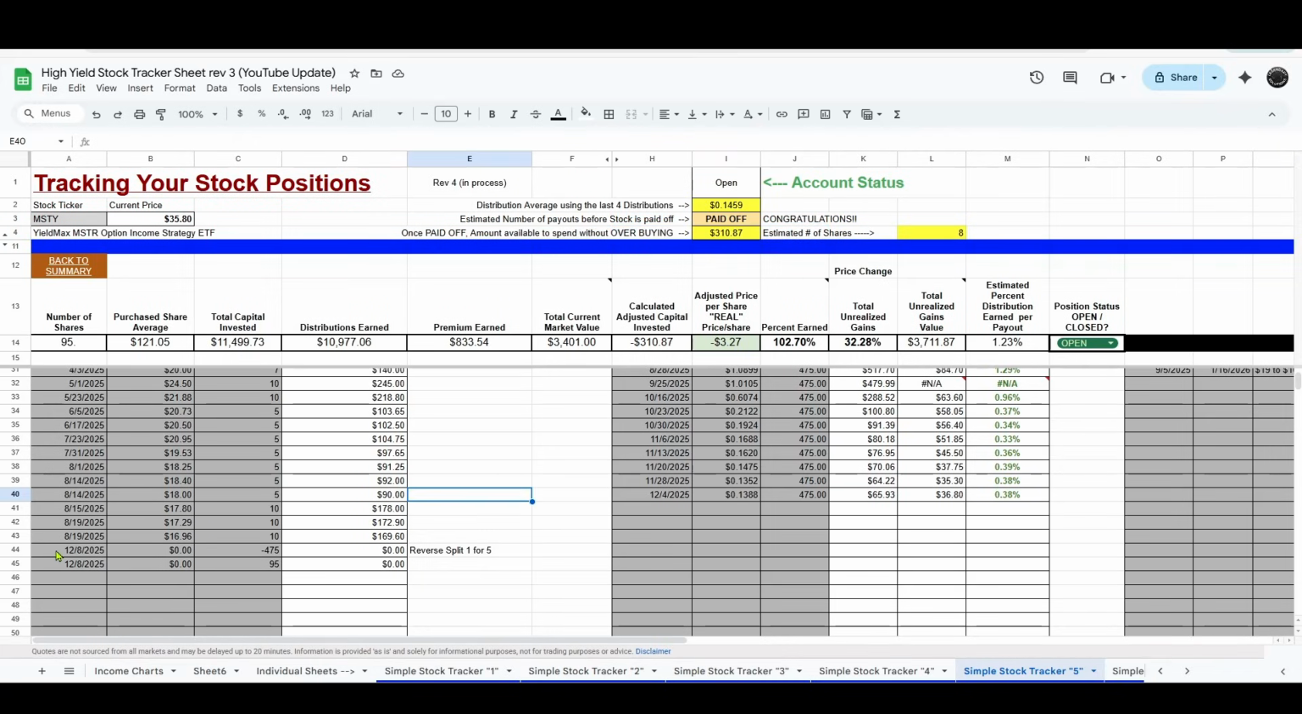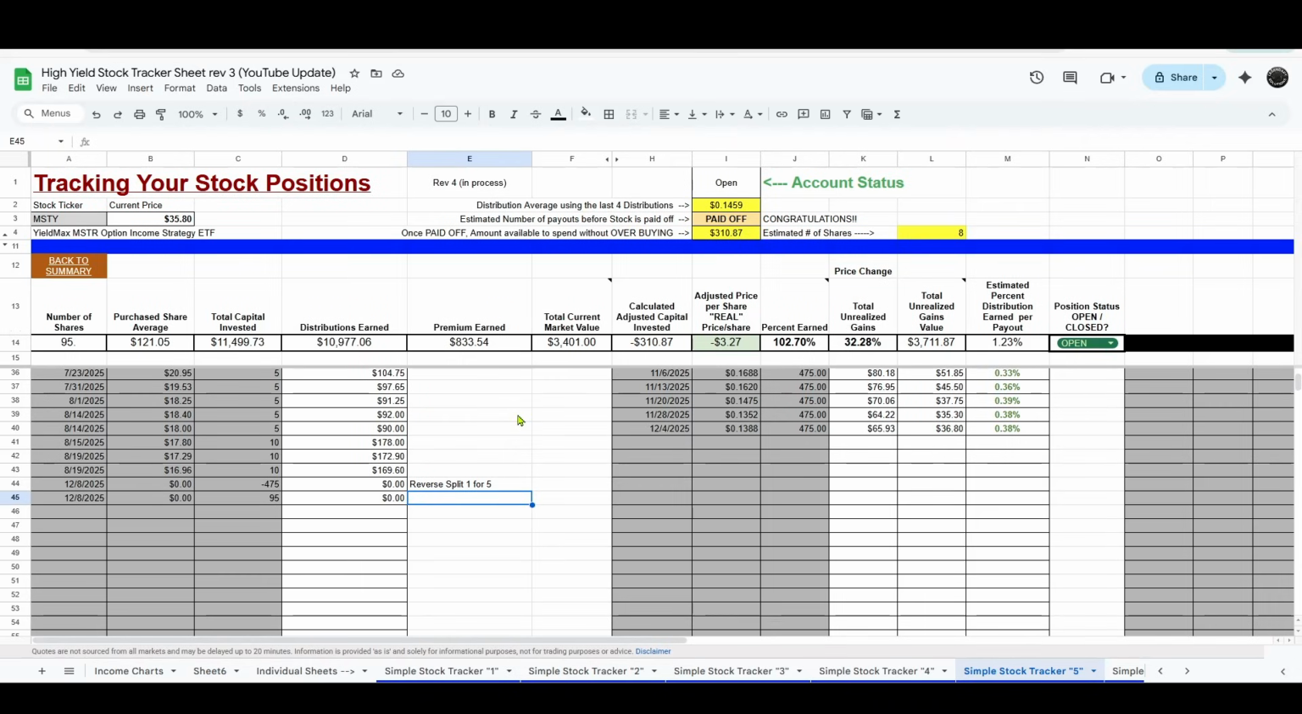So anyway, those two lines right there now get MSTY back in line, showing my 95 shares, my actual purchase share average, the capital I have invested, along with all distributions, and my adjusted price per share, or my real price per share, is $3.27. So that updates MSTY.